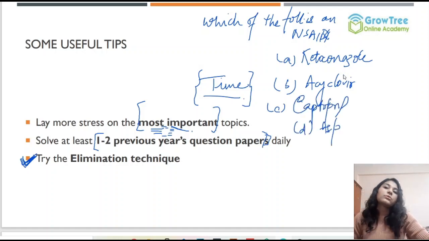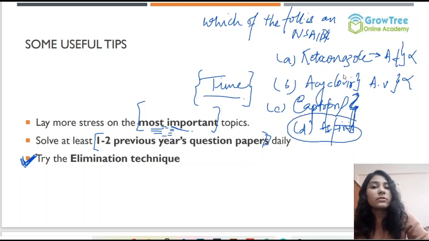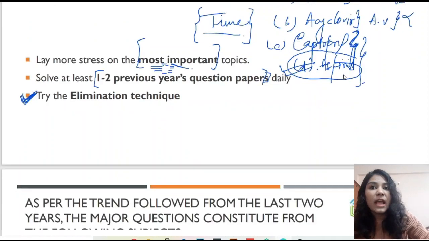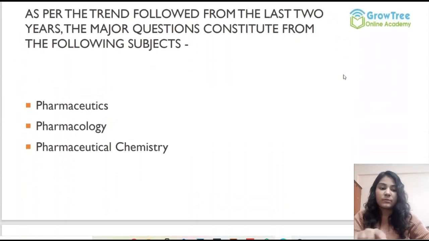So mainly you can use the elimination technique. You know that ketoconazole is an antifungal agent, so this option is eliminated. Acyclovir is an antiviral agent, this option is also eliminated. Now if you are confused between the remaining two, and you are more than 50% sure about aspirin, you can choose aspirin as the correct option. In this way you can use the elimination technique.